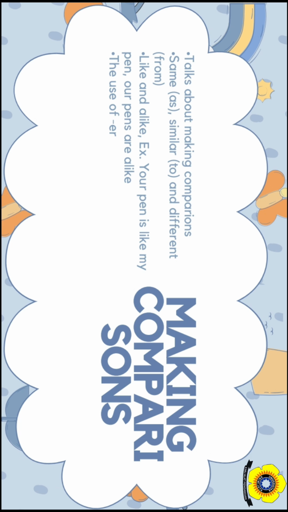Other comparison words are like and alike. For example, your pen is like my pen. Our pens are alike. Comparison words can also end in er. For example, old becomes older, big becomes bigger, cheap becomes cheaper.